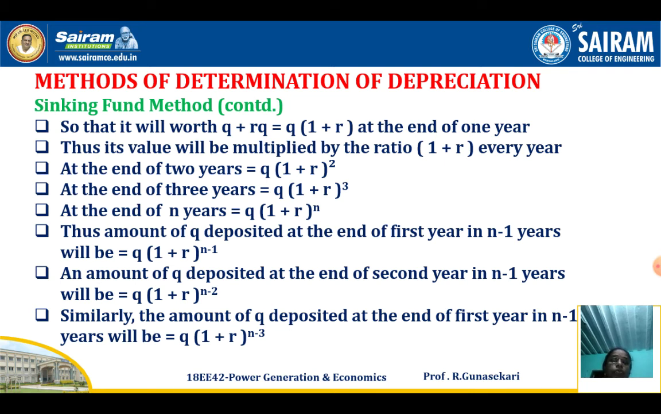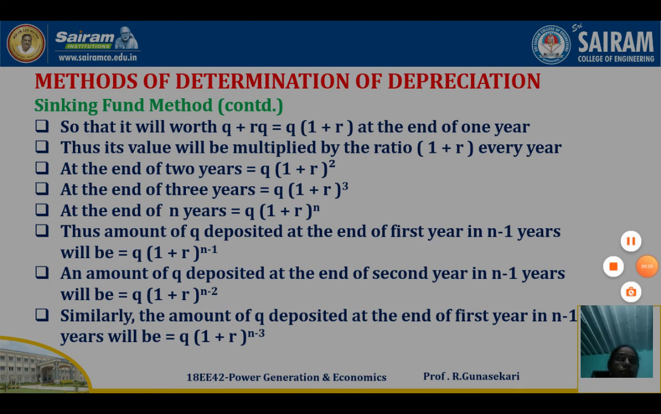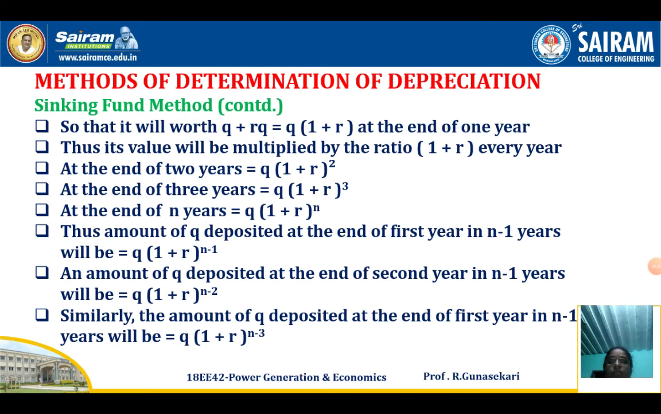The amount of Q deposited at the end of the first year, over n minus 1 years, will be Q into 1 plus r to the power n minus 1. The amount of Q deposited at the end of the second year, over n minus 1 years, will be Q into 1 plus r to the power n minus 2. Similarly, the amount deposited at the end of the third year will be Q into 1 plus r to the power n minus 3 only.